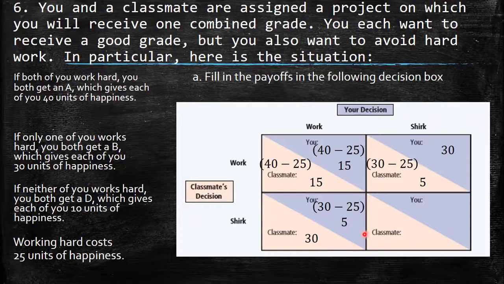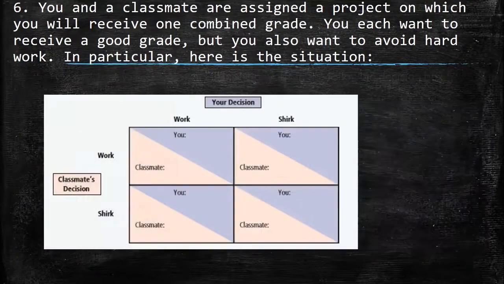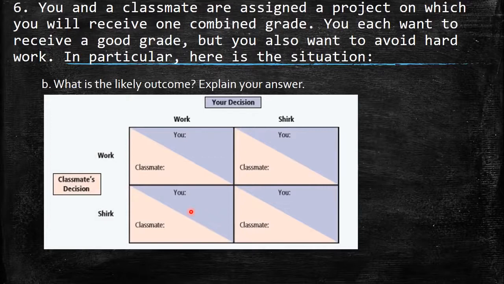Then the last one should be when everybody shirks. It should be the case that you will get 10 units because you get a D, and because you don't make any effort, you will have minus 0. So it should be 10 and 10. Okay, so these are the payoffs of that game. Here we have your decision, and the other one, your classmate's decision. Then, what is the likely outcome? Explain your answer.